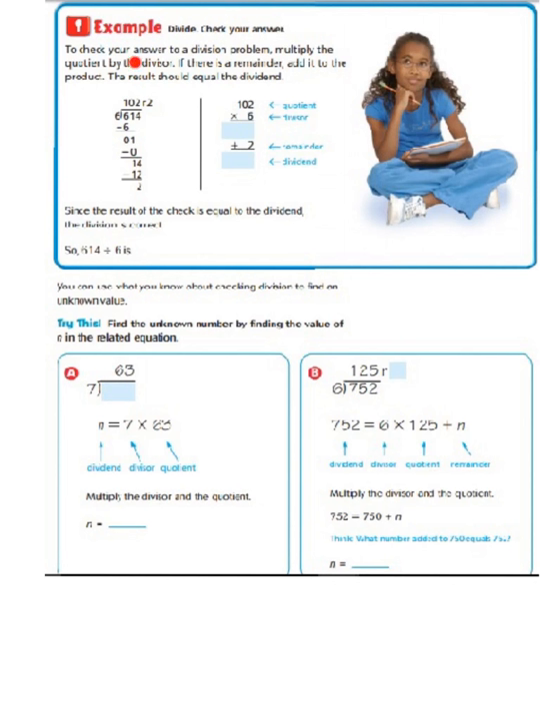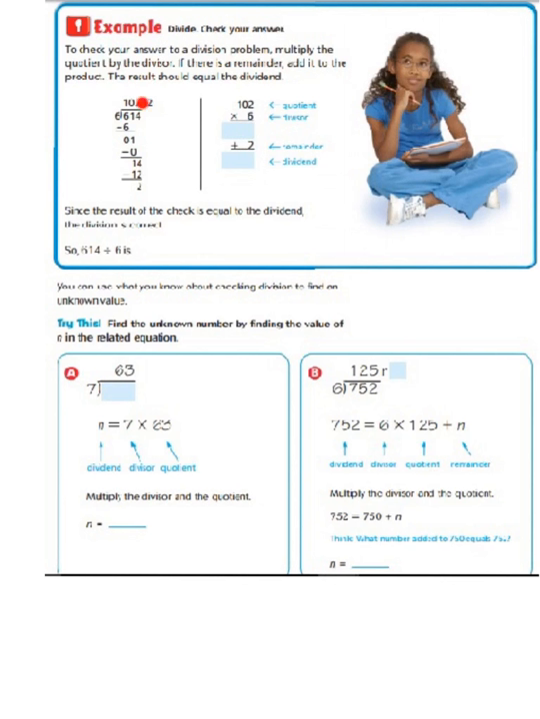It says, to check your answer to a division problem, multiply the quotient, which remember is the answer to a division problem, by the divisor, which is the number outside the box. If there is a remainder, add it to the product, being the answer to your multiplication problem. The result should equal the dividend, being what's inside the box.